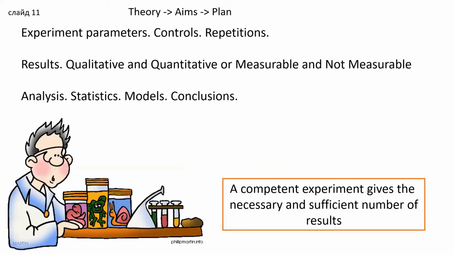So to summarize, our plan was about experiment parameters and then controls and then replications or repeats, and then it's going to be about results and qualitative and quantitative and measurable and not measurable parameters, and then analysis and statistics and probably models and conclusions.